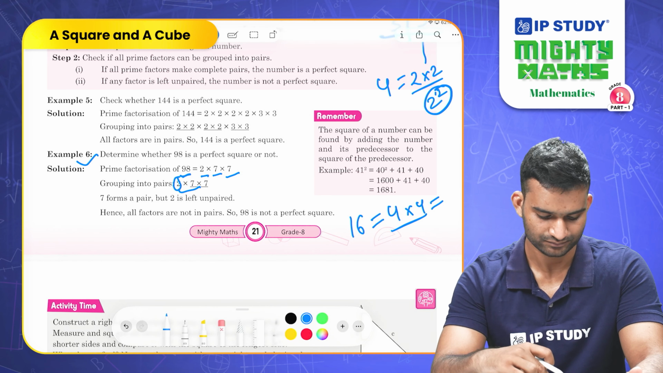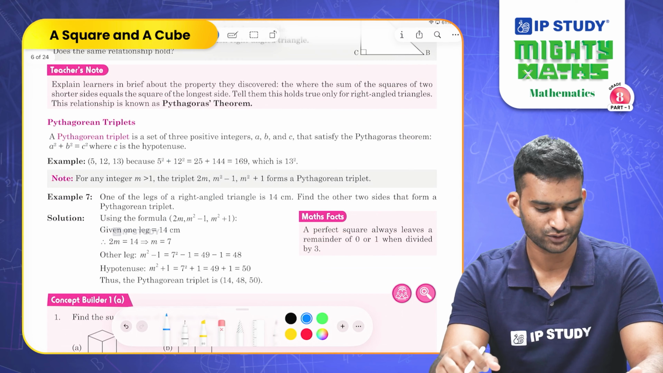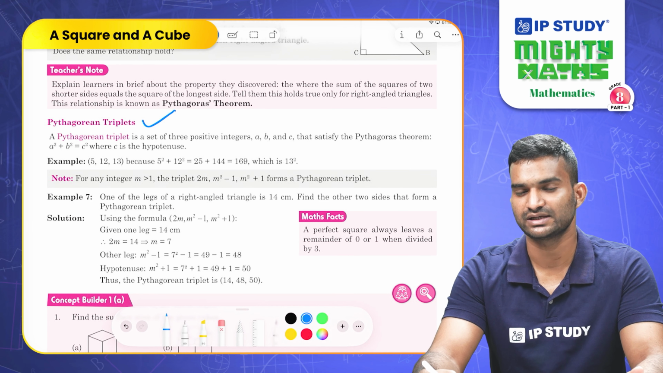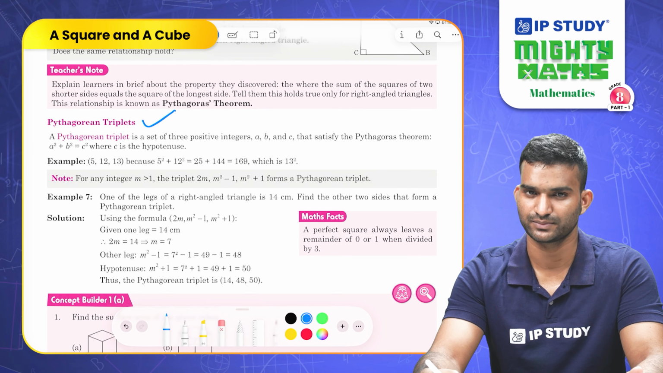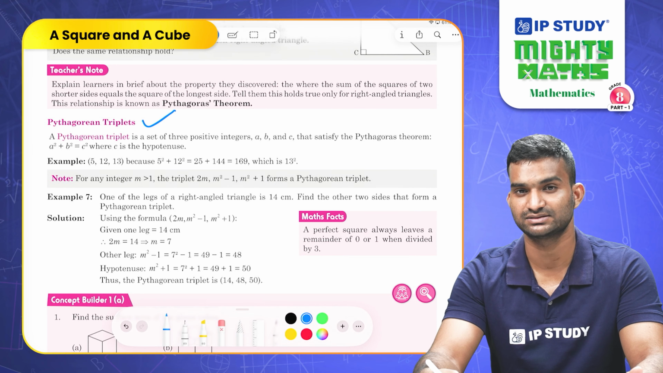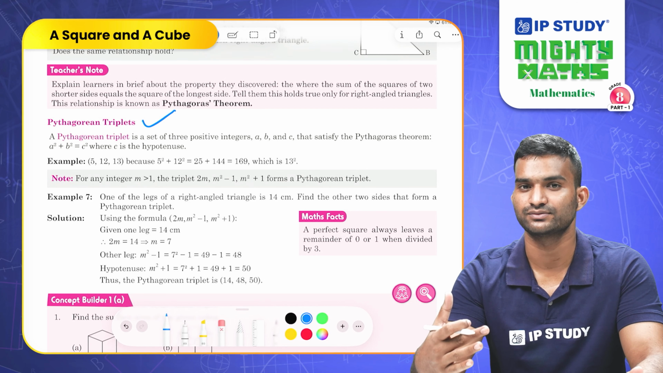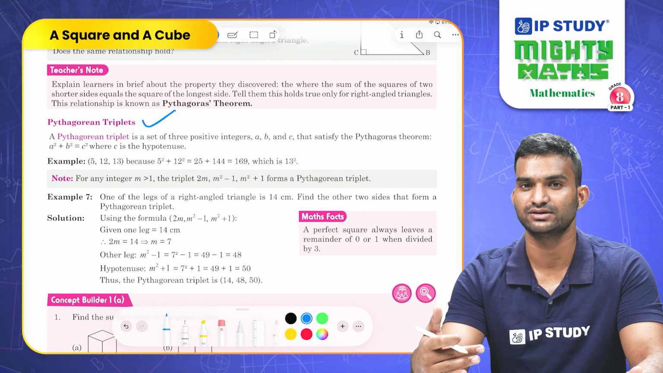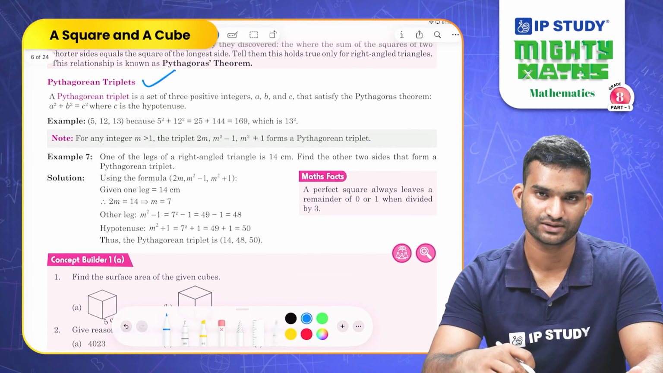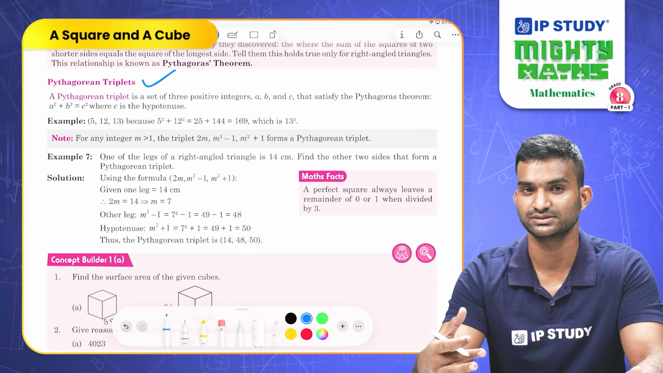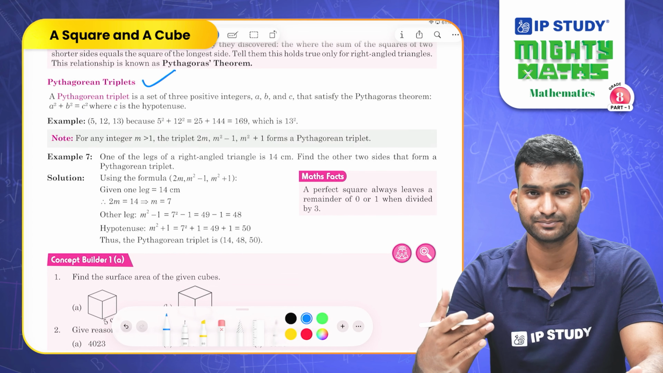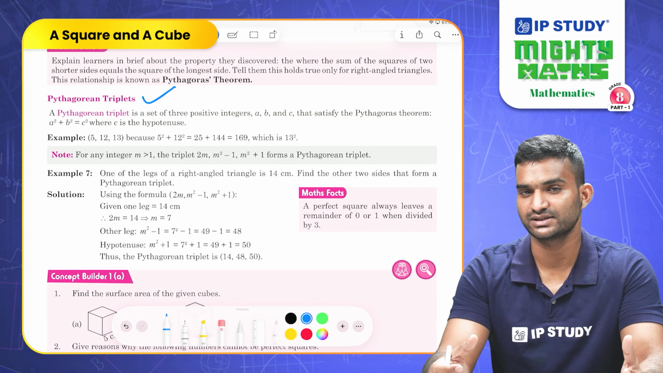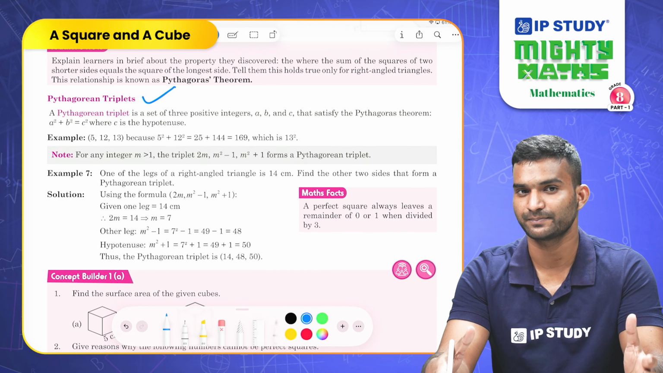So moving to the next subtopic, we have Pythagorean triplets. In our previous grades, we have studied a theorem called the Pythagorean theorem, which stated that the sum of squares of two smaller legs is the same as the square of the larger side of the triangle. In the same way, Pythagorean triplets are the numbers which represent the same property. So in particular, we consider three numbers which represent the Pythagorean theorem.